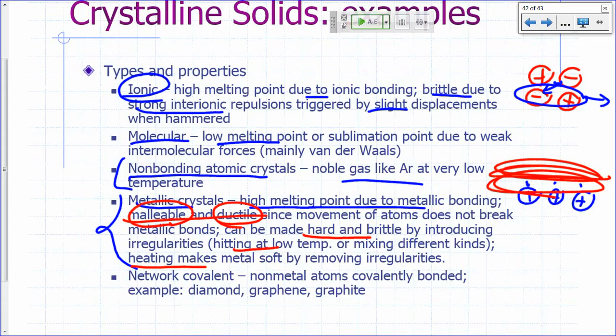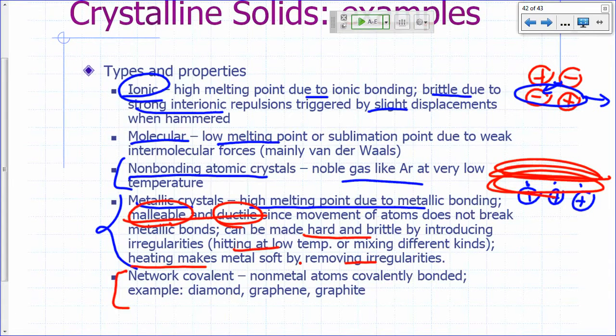Now, if you were to heat a metal, it has a tendency to soften. Why? Because by heating it, you're giving the atoms of the metal the ability to move about. You give them time to settle into a much better position. So that's a way of removing irregularities.